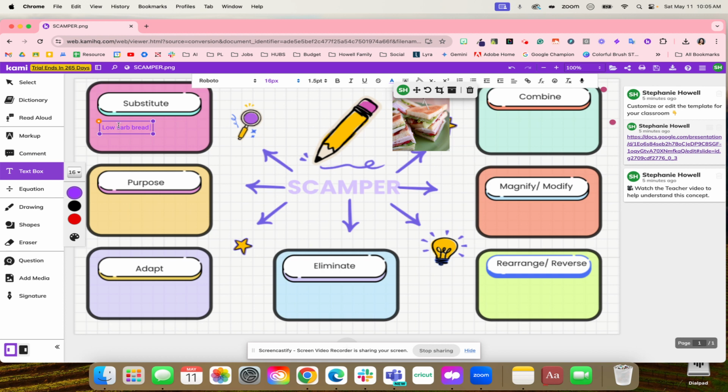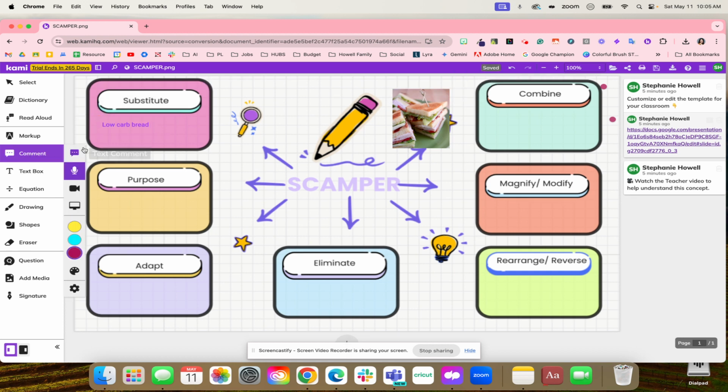I can have my students use the text box or even the comment features where they can type their answers, speak their answers, or even videotape their answers, describing what they want to substitute or using each part of this Scamper model. The C stands for combine. So thinking about my sandwich, how can I combine this with something else? Maybe I want to combine this with a filling such as sushi, or maybe with a wrap. So I'm able to combine my sandwich maybe with a wrap version.